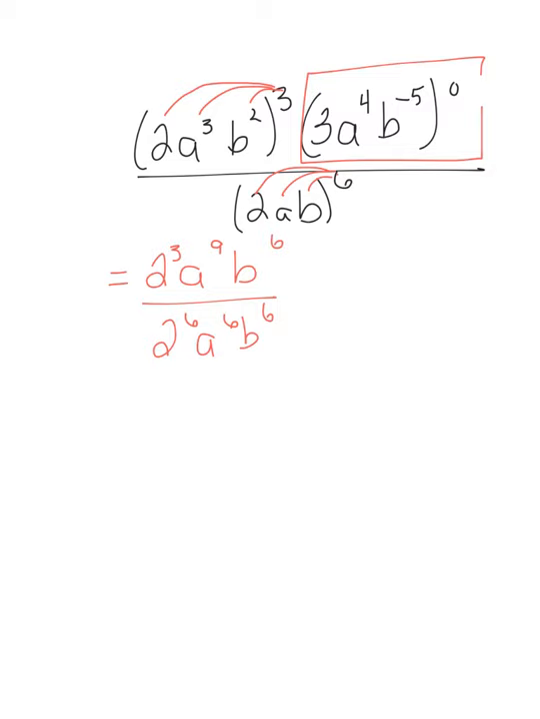At this step, it would be a common mistake to simplify the 2 cubed and the 2 to the 6. I do not need to do that since these are the exact same base. I can just subtract the exponents like I would for my variables. So I am going to be doing 2 to the 3 subtract 6, so a negative 3, and a to the 9 subtract 6, so a positive 3, and b to the 6 divided by b to the 6 is just 1, or I don't need to write it again.